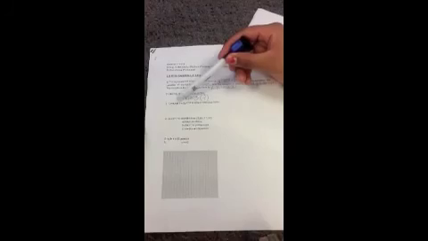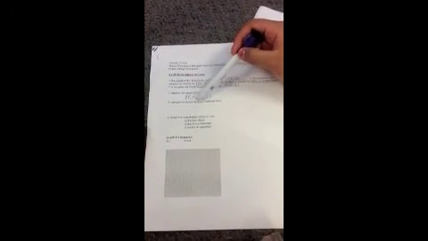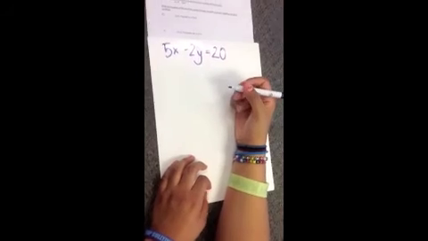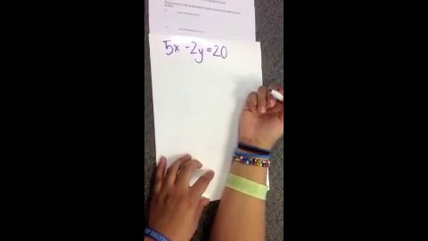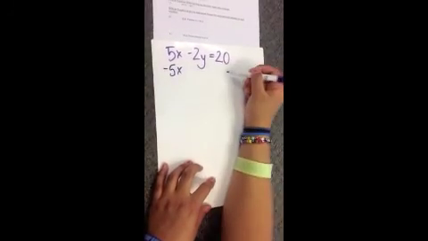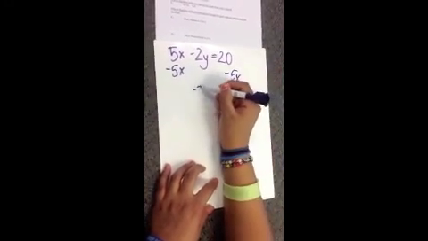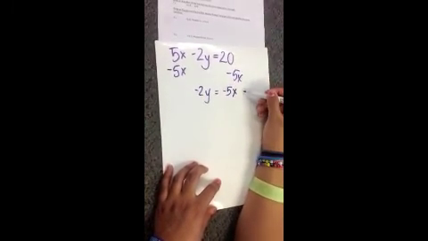We included 3 over 1 in parentheses to help you understand that the rise would be 3 and the run would be 1. Number 3, convert 5x minus 2y equals 20 to slope-intercept form. So the first thing we want to do is to isolate the y. To do this, we are going to subtract 5x from both sides. And the new equation is negative 2y equals negative 5x plus 20.